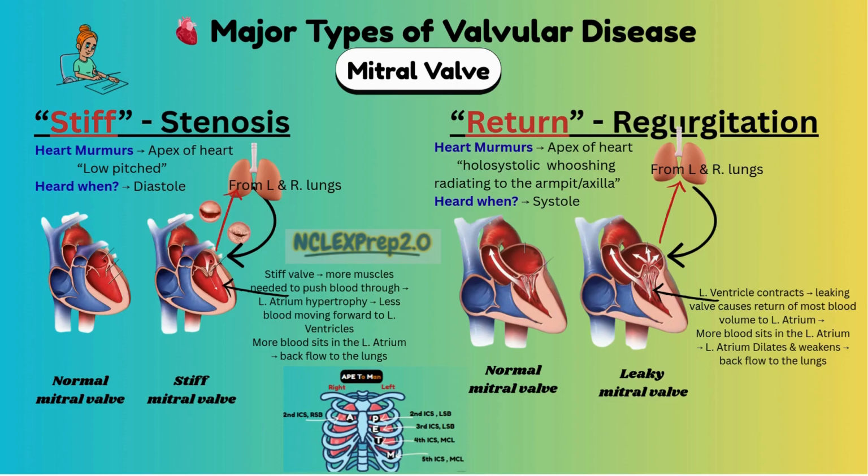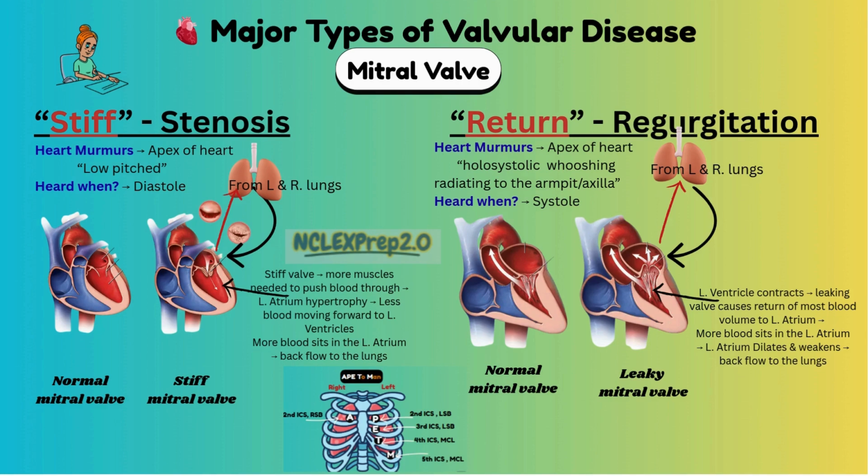Over time, the stretched, dilated left atrium becomes too much and weakens the muscles of the atrium, causing backflow of blood to the lungs. So you will hear a holosystolic whooshing murmur radiating to the axilla or the armpit.